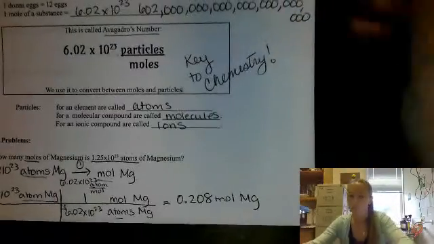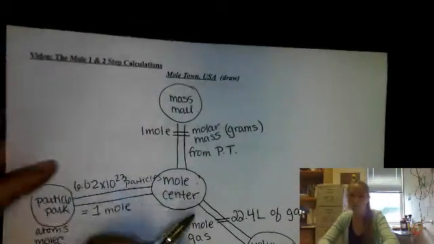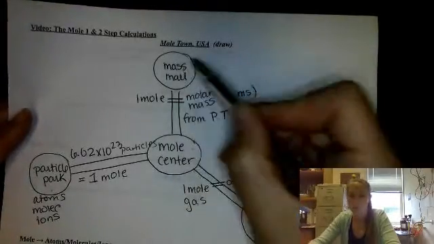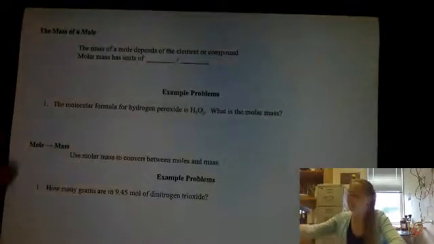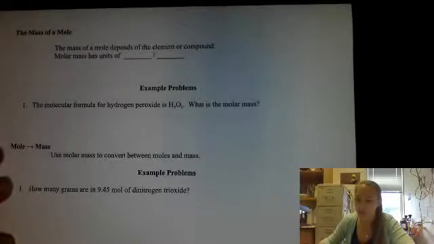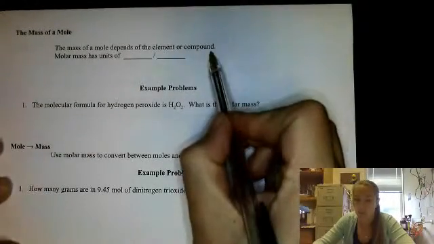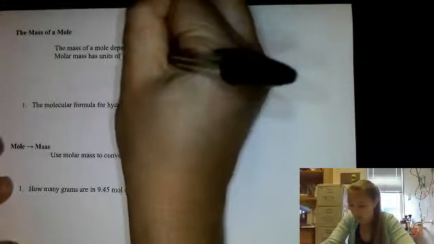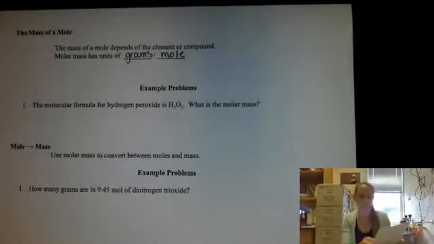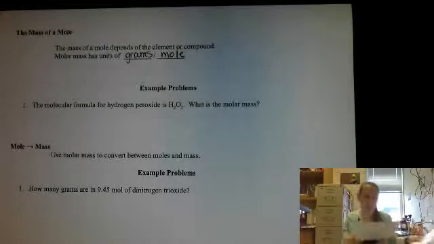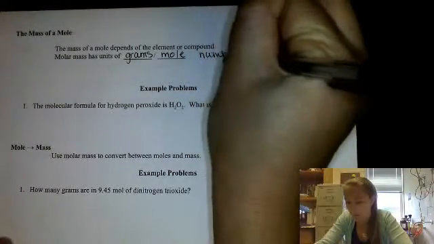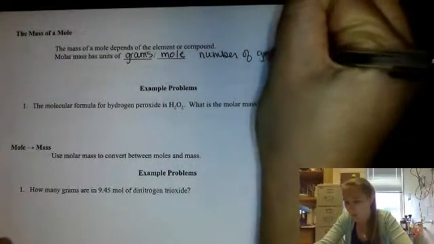Okay. Let's try another way to convert. So we've gone from moles to particles. Let's now go from moles to mass. We're going to use our molar mass here. So what really is molar mass? Well, the molar mass, or the mass of a mole, depends upon the element or the compound, and it has units of grams per mole. Okay? This tells us the number of grams in 1 mole.